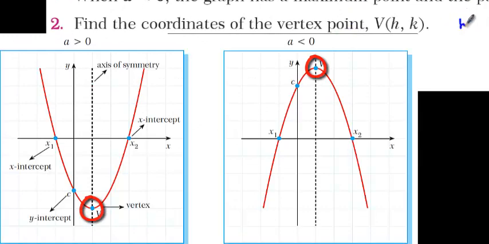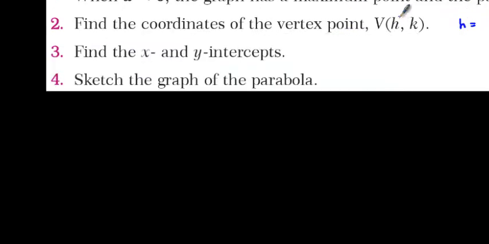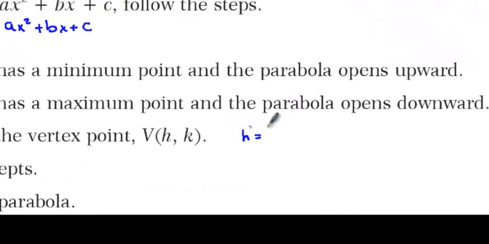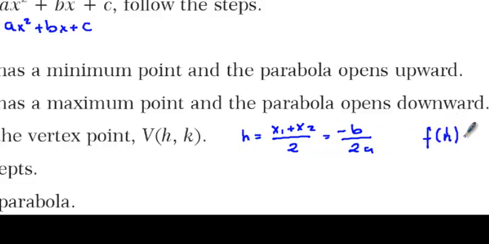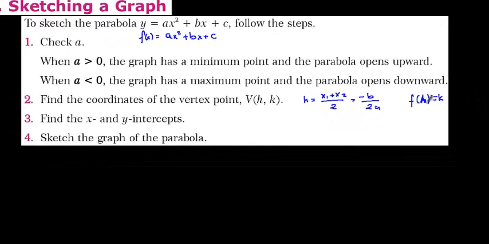And if you remember, h was the midpoint of the roots. It was x1 plus x2 over 2. But if there is no root, it's equal to minus b over 2a. And with respect to the h value, we were finding the k value, like f(h) was equal to k.